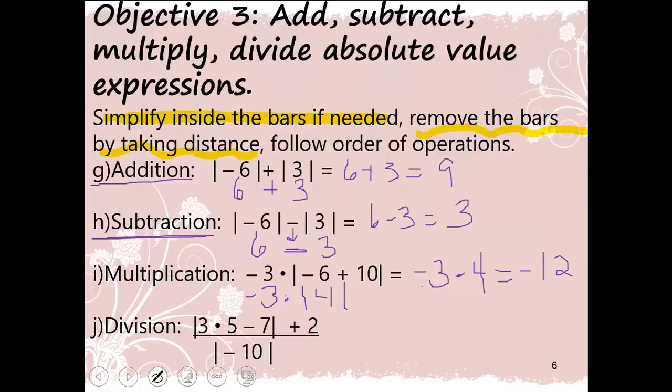The division is getting a little bit more complicated, more to do. I purposely did this. So you're going to start inside the bars on the numerator, and we're going to do multiplication first because that's the order of operations. So I get the absolute value of 15 minus 7 plus 2, that's all in the numerator, all over the absolute value of -10. The absolute value of 15 minus 7, that's 8. 8 plus 2 is 10. 10 over the absolute value of -10, which is +10, and I get a value of 1.